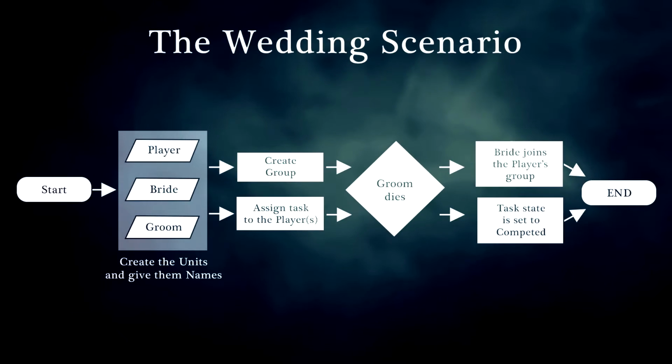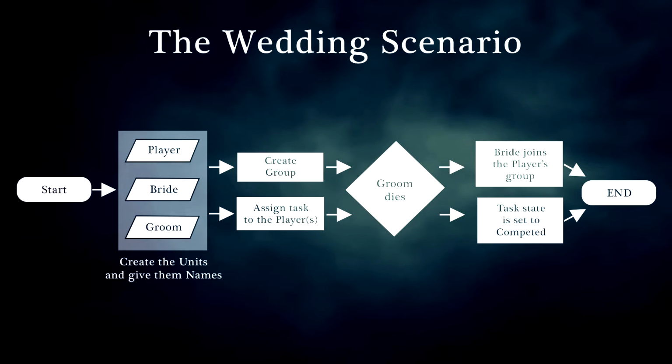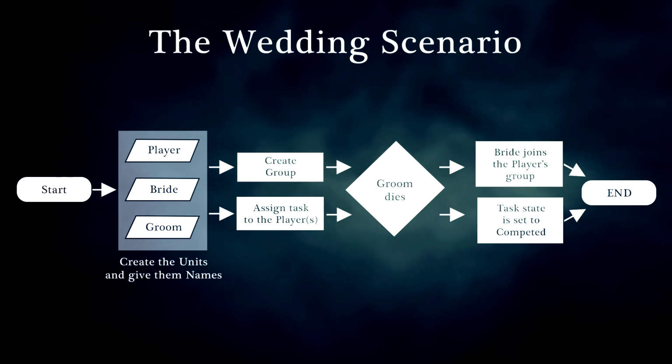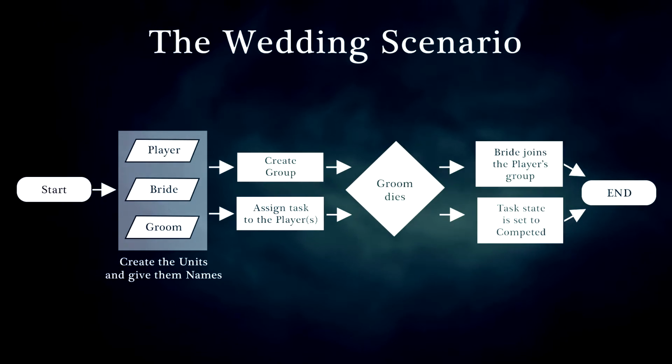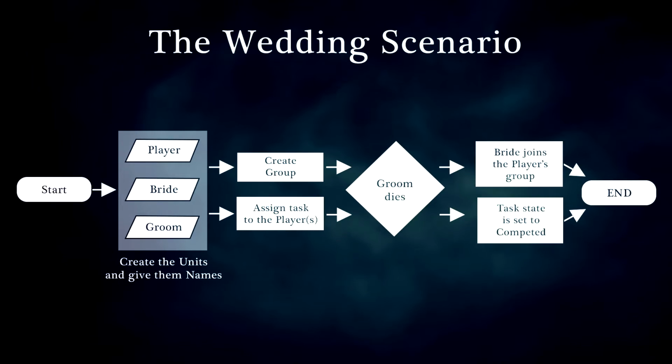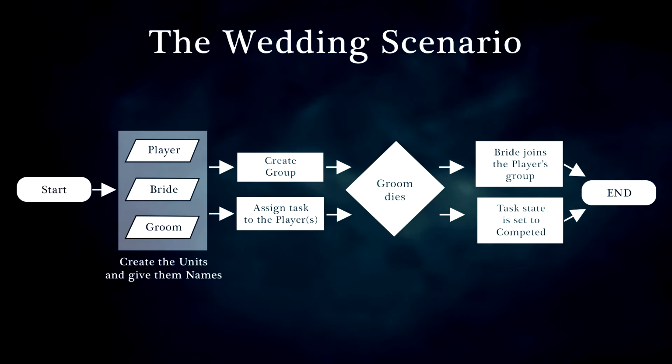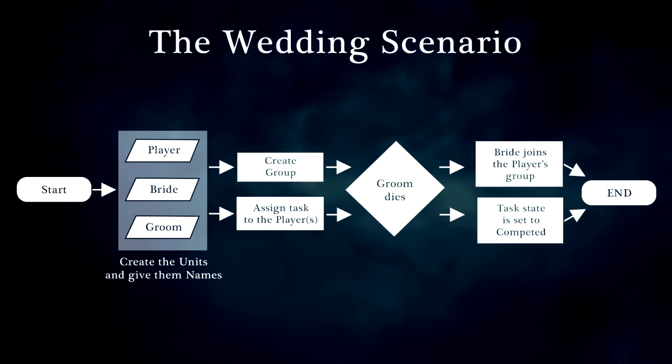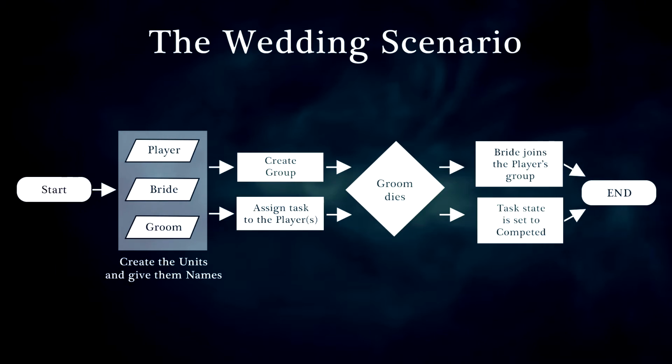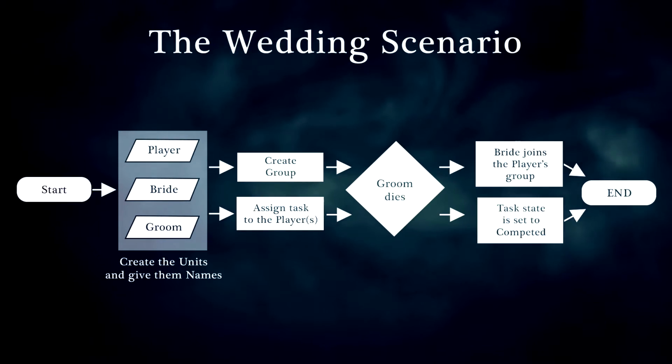Now here's how the wedding scenario was planned out. Notice that I don't include every single unit that was on the battlefield, and also I don't include every single effect and everything that is going on in the scene. That would make this chart way too complicated. The main purpose of the planning stage is to help you focus on the things that matter the most.